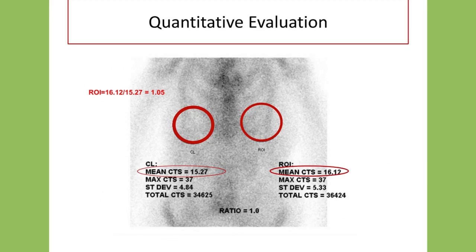To do the calculation of the ratio, it is important to draw your contralateral lung region of interest and also your myocardial region of interest. Then you take the mean counts for both, and that's how we come up with our ratio. For this particular patient, as you can see, there is not a lot of visualization of myocardial activity compared to the rib and lung activity, with a ratio of 1.05. This would be considered not suspicious for cardiac amyloid.